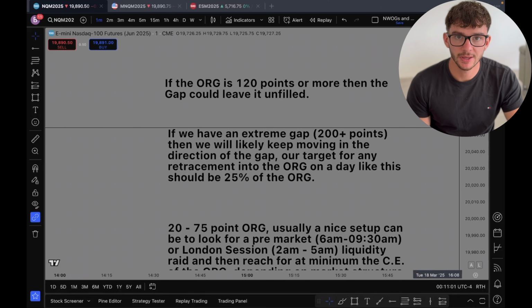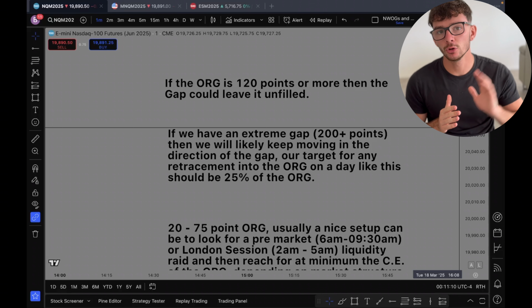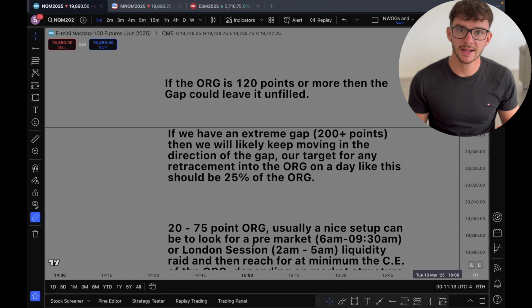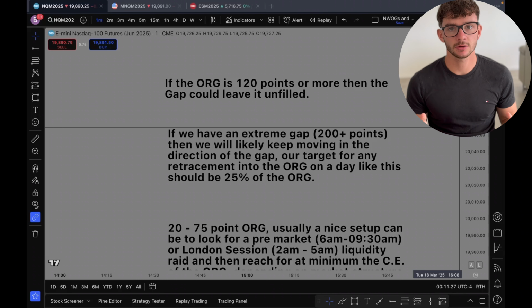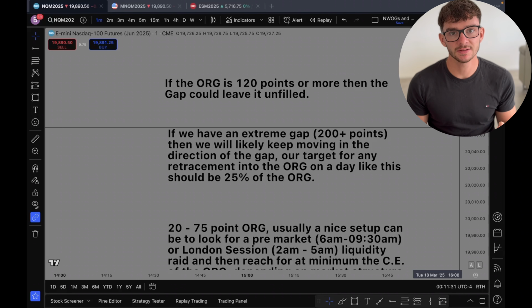If we have an extreme gap, so about 150, 200 points, mainly 200 points is what I'll use for this, if it's 200 points or more, then it is likely to just keep moving in the direction of that gap. So if we have gapped up overnight, and we've gapped up over 200 points, then we are likely not to retrace into that gap at all, or very little, and we are likely just to keep moving in the direction of that opening range gap. These are all little things you can use, based off how the opening range gap is formed overnight, to give you a bit of a narrative going into the morning session.